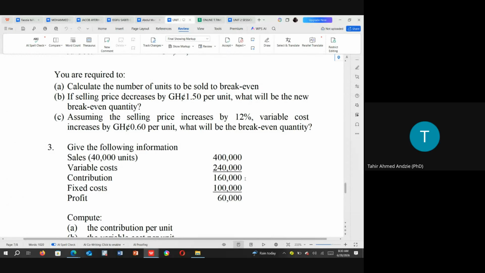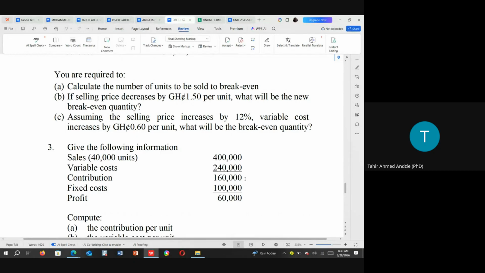You don't add the profit to contribution, no, please, because the contribution itself includes the profit. Contribution is made up of profit and the fixed cost. So the fixed cost and the profit give you the contribution. So here, if you add the 60 to 100, it gives you the contribution 160. Have you seen?